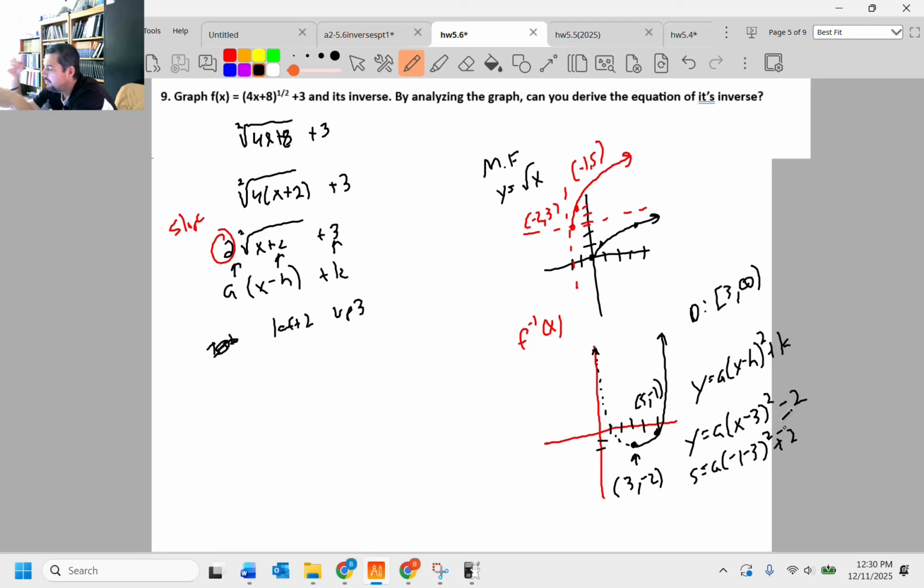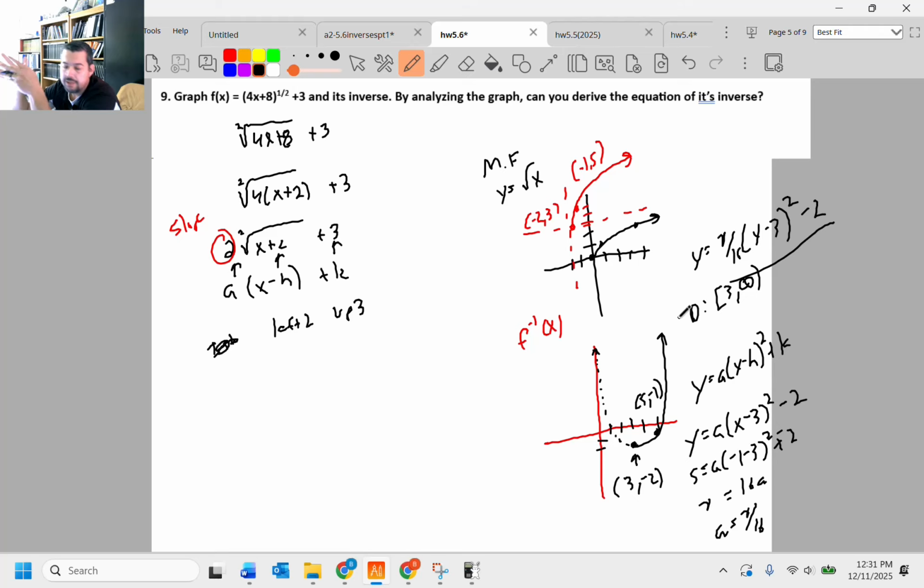A -1 take away 3 is a -4. A -4 squared is 16. There are 16 a's. I'm going to add 2 to 5 and get 7. So my a value is 7/16. So here's my actual equation. Y equals 7/16 of, I don't know why I did a square root, I'm tired, of x minus 3 quantity squared minus 2. Now, there's a reason I did number 9. It was kind of a rough problem.